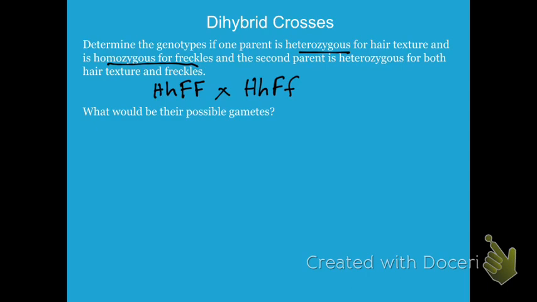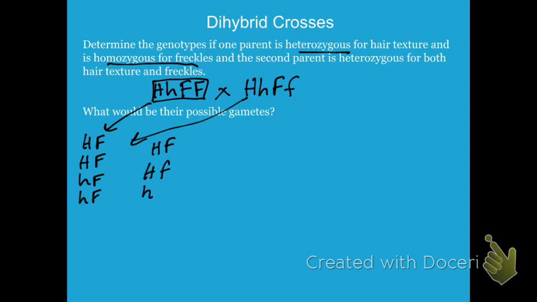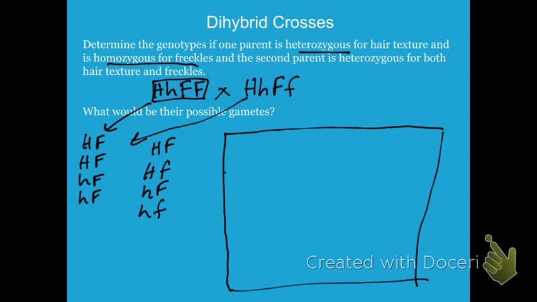Remember, I asked you to do four. So for this parent, they could have big H, big F, big H, big F, little h, big F, little h, big F, right? And then for this parent, they could be big H, big F, big H, little f. Okay, there's four possibilities. So now what we're going to do is make a huge Punnett square. Instead of a 2 by 2, we're now going to put all the possibilities. So like this.